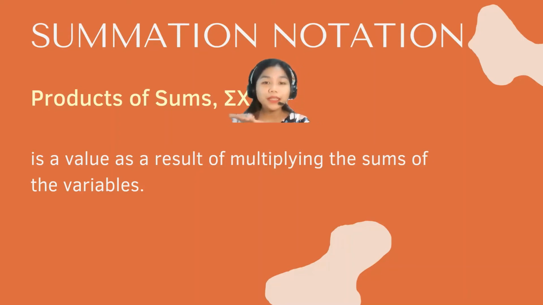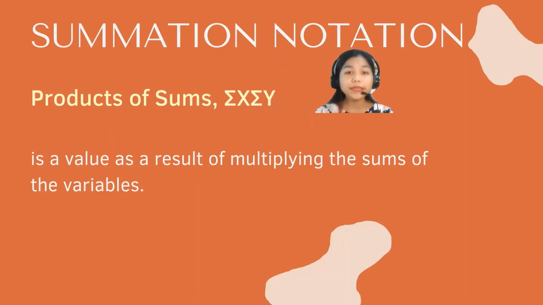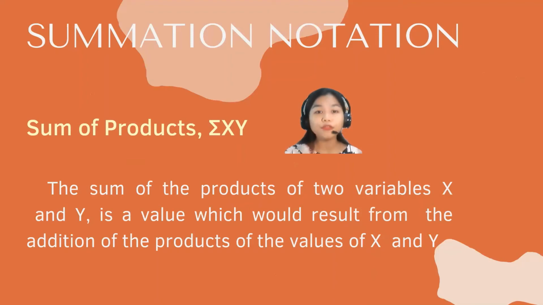So for this one, summation of x multiplied to the summation of y. So the first thing that we need to do here is get first the sum or add all the values of variable x, and then add all the values of the array of y. And then after getting the summation of x and then summation of y, we are going to multiply them. That's why it's called product of sums. Summing first, after summing, multiplying. Okay? And the opposite of this is the sum of the products.